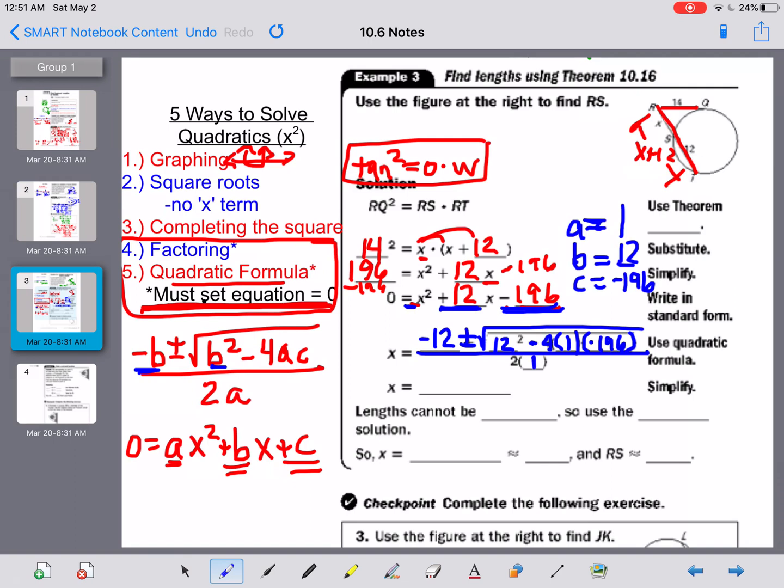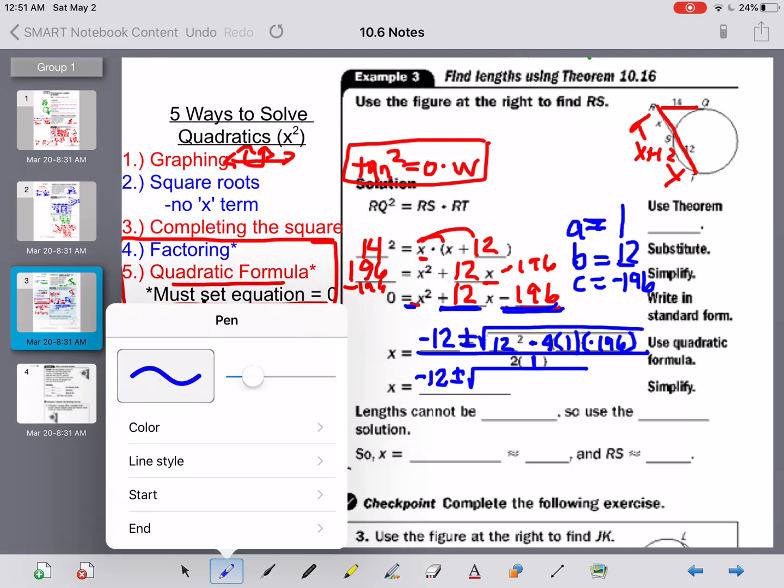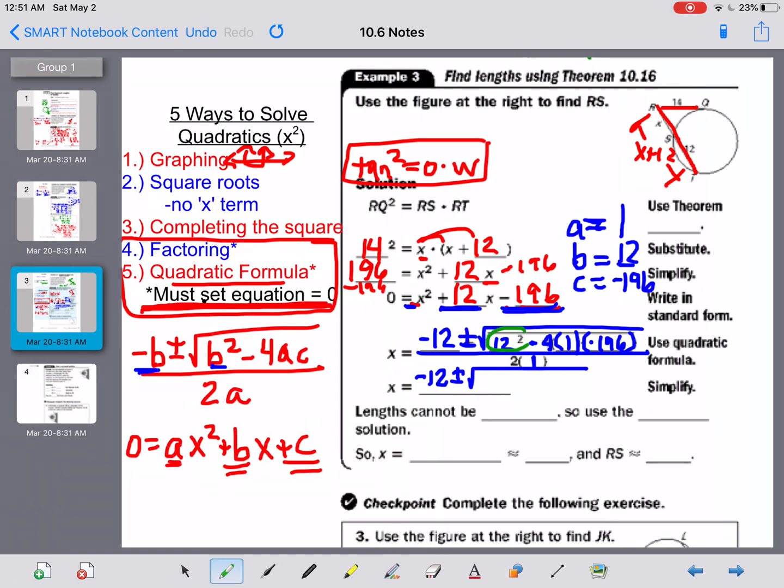Okay, we've got it plugged in. Now we have to work on getting a number from it. Negative 12 isn't going anywhere. Plus or minus isn't going anywhere. I like to do inside my square root in 3 pieces. Okay, here's my pieces. Let me change colors so you can see it a little better. Okay, here's my first piece. I like to do my squared. I have 12 squared. That's 144. My next piece.